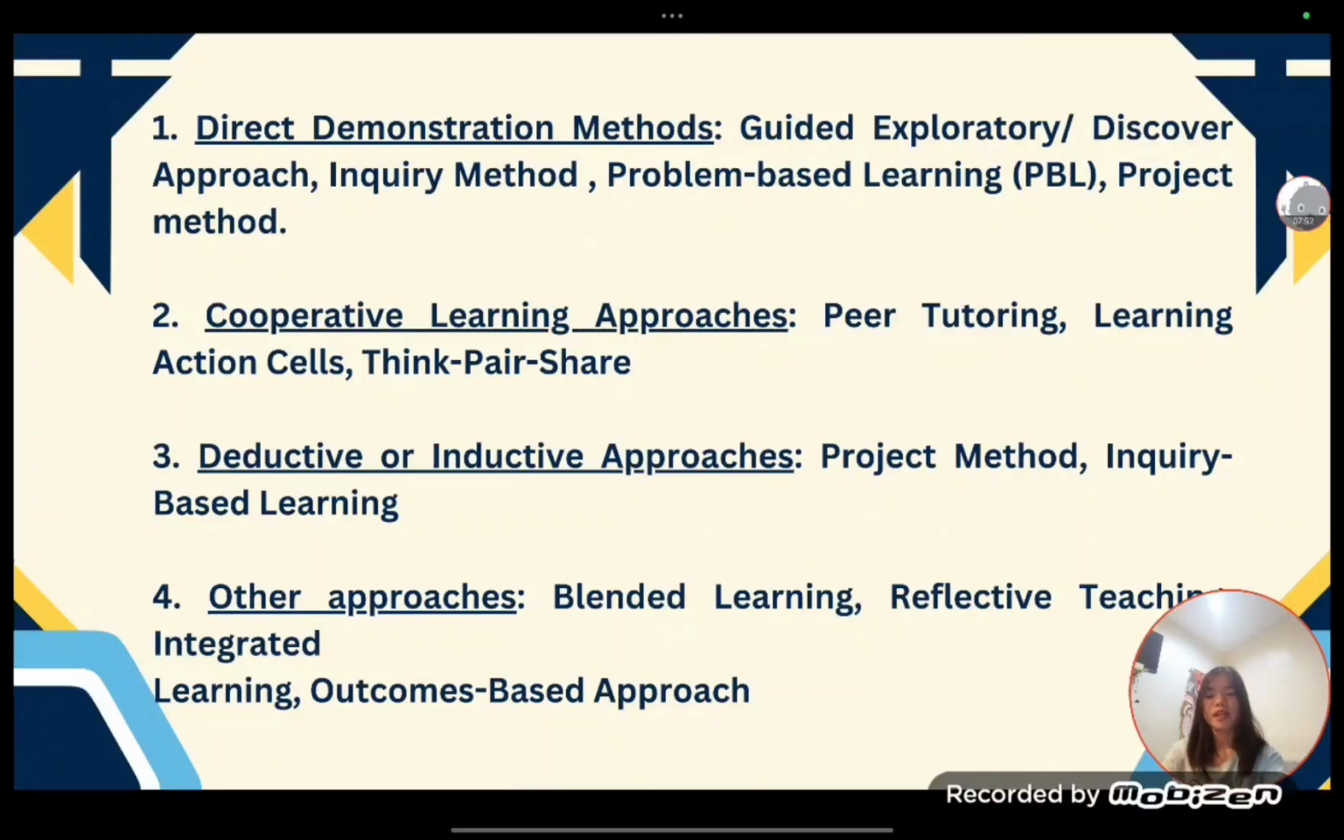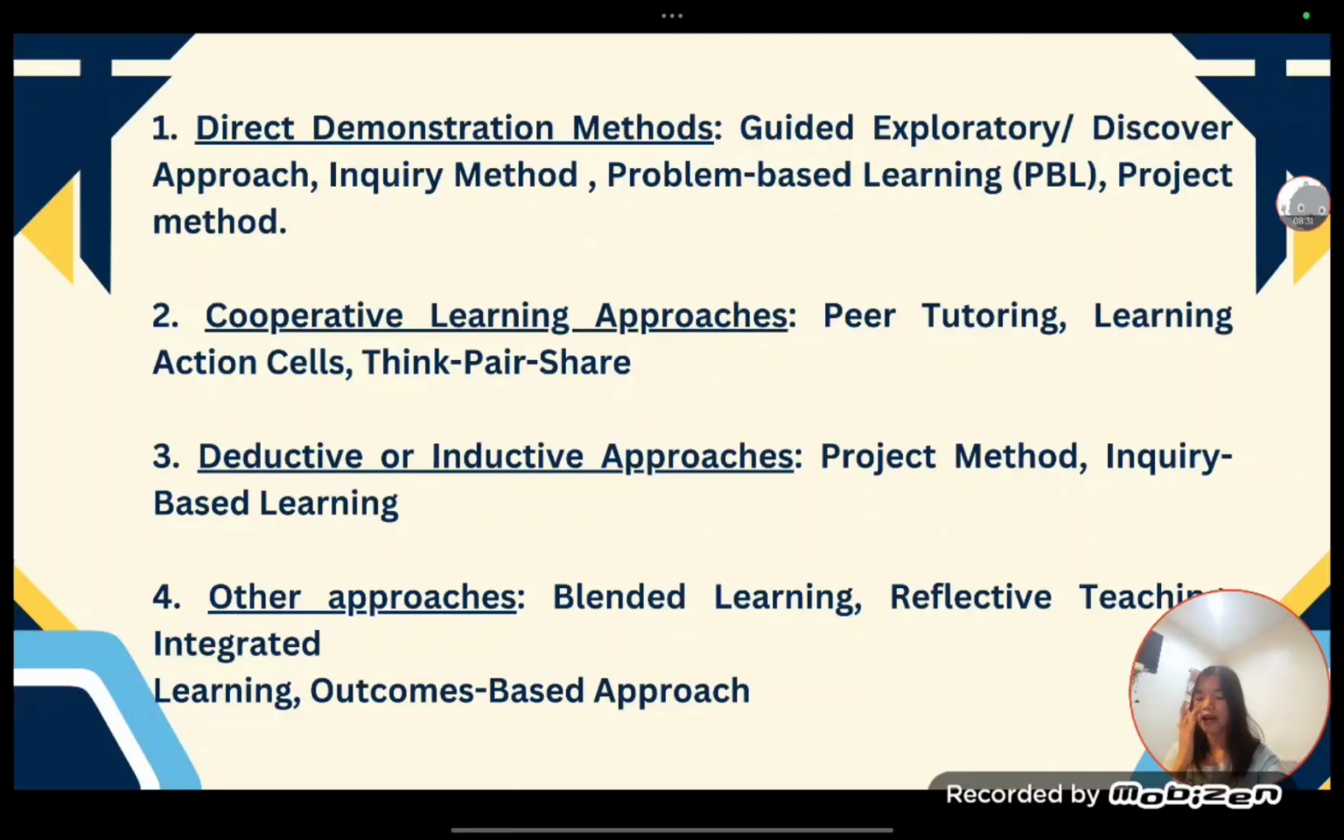So this includes the blended learning. During the pandemic time, we were able to experience this kind of learning to avoid spreading viruses, di ba? Teachers are able to give us some modules to answer at home, and sometimes we are conducting our classes through online and through face-to-face. So this is what we call the blended learning.